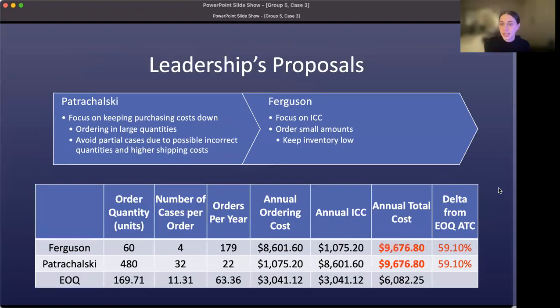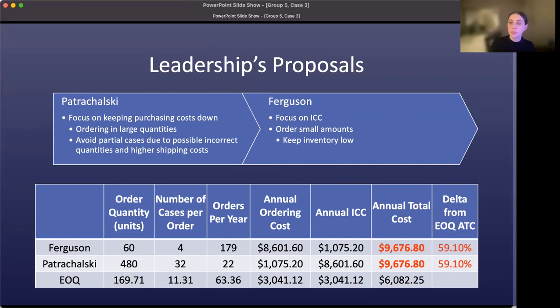So going to those conflicting priorities here, we've got two proposals from Financial Controller Ferguson and the Purchasing Director Petralski. Both have recommended changes to the current order policy to reduce some costs, but they both have conflicting priorities when making those recommendations. Petralski is focused on keeping those purchasing costs down, and he wants to do this by ordering in larger quantities and is proposing buying 32 cases at a time. And he's indicated he'd like to avoid ordering in partial cases because doing so may result in incorrect shipments, incorrect quantities, and consequently higher costs.